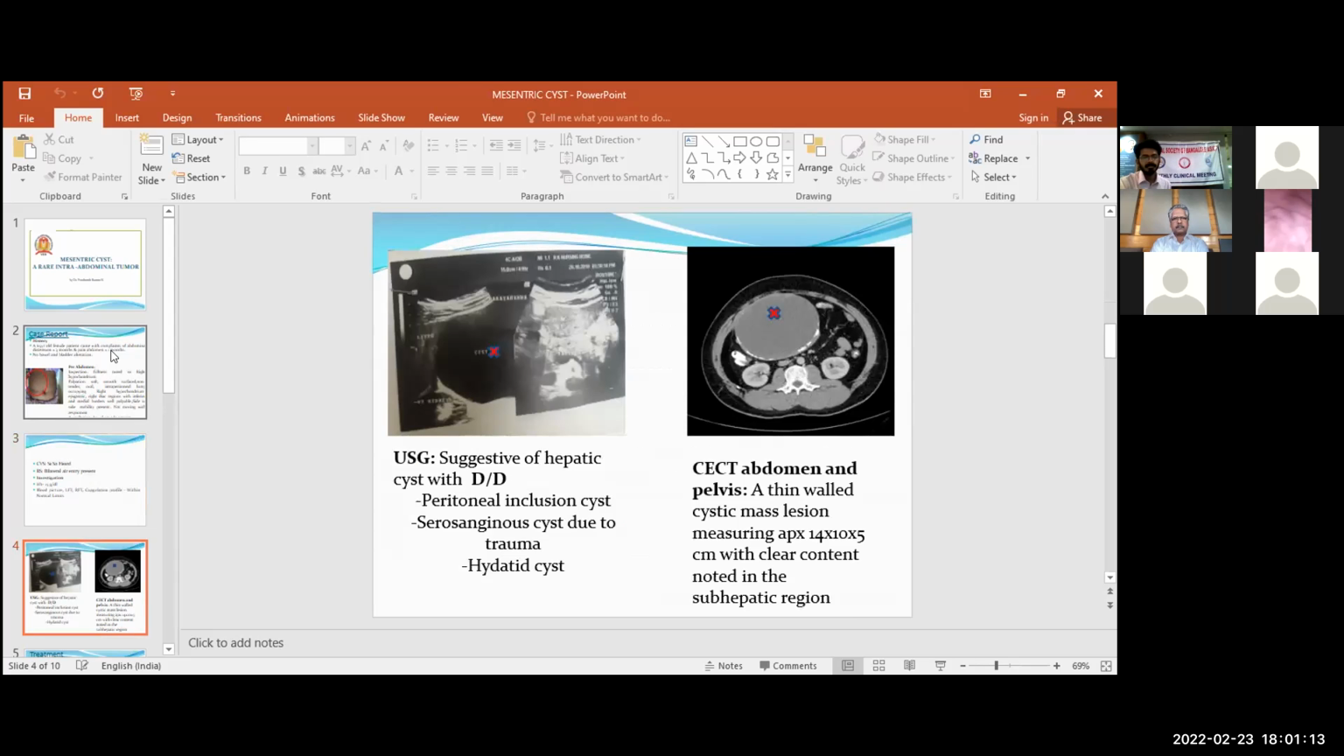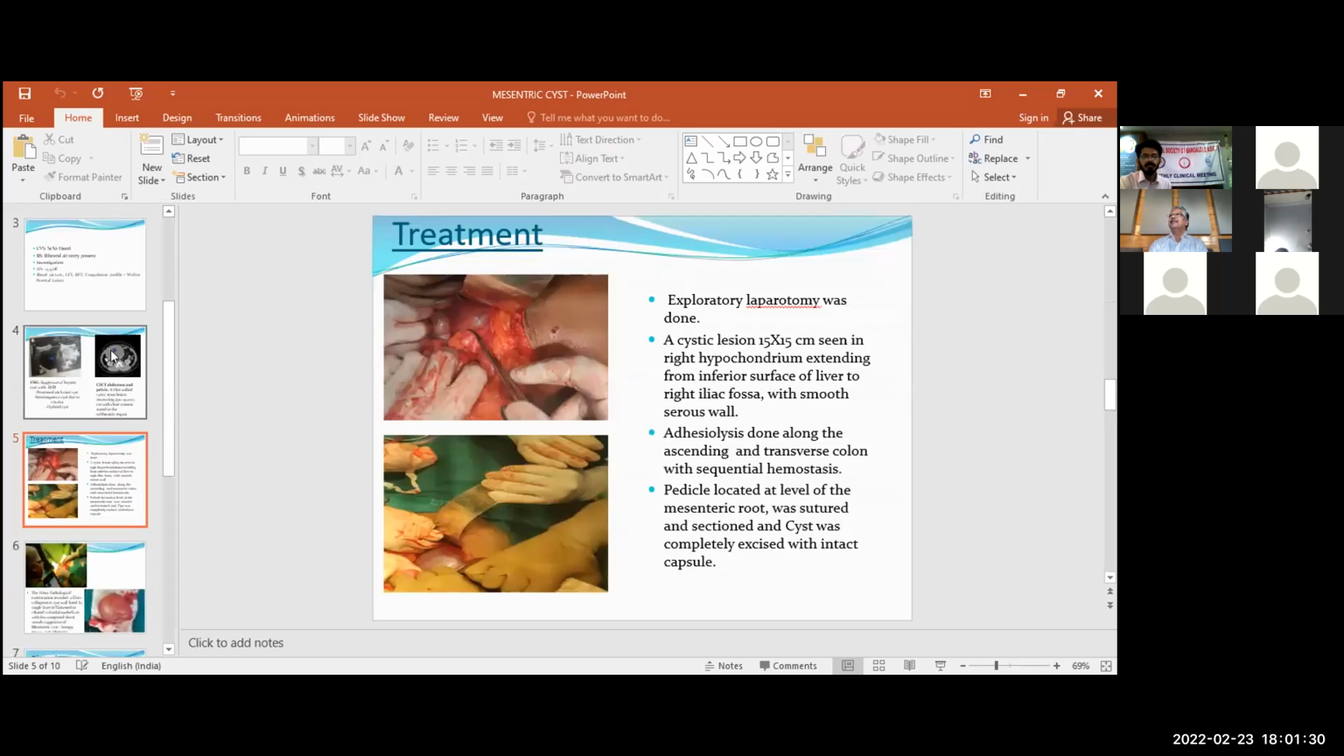USG suggestive of hepatic cyst with differential diagnosis peritoneal inclusion cyst, serosanguineous cyst due to trauma, hydatid cyst. CECT abdomen and pelvis: a thin walled cystic lesion measuring approximately 14 into 10 into 5 centimeters with clear contents in the subhepatic region. Exploratory laparotomy was done. A cystic lesion of 15 into 15 centimeters seen in the right hypochondrium, extending from the inferior surface of the liver to the right iliac fossa with smooth serous wall.